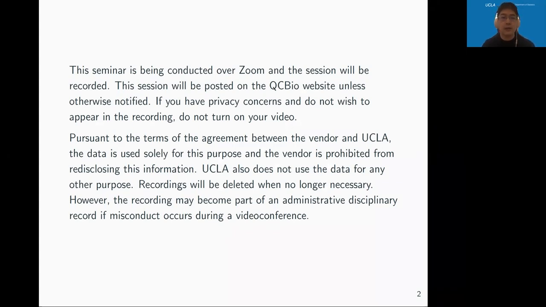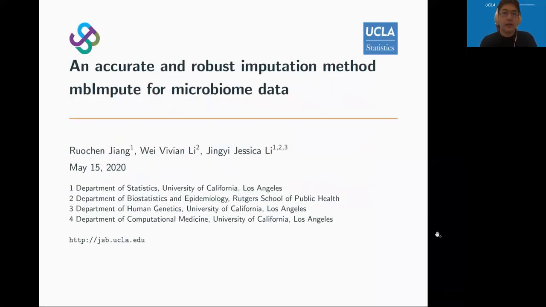Okay. So today I'm glad to share my research talk with you. It's called an accurate and robust imputation method called mbImpute for microbiome data. This is a collaboration with our previous group member, Wei Vivian Li, who is currently at the Department of Biostatistics and Epidemiology in Rutgers School of Public Health, and with my advisor, Jessica Li.